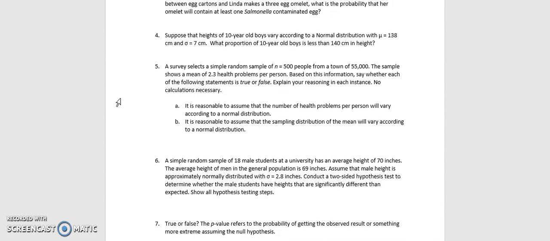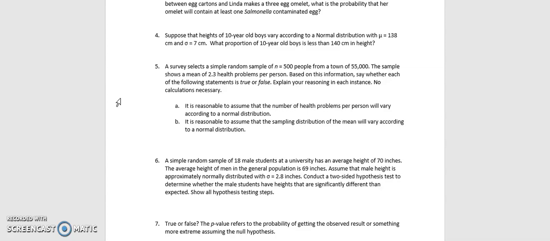The next question that tends to trip people up is number 5. A survey selects a simple random sample of n equals 500 people from a town of 55,000. The sample shows a mean of 2.3 health problems per person. Based on this information, say whether each of the following statements are true or false. Explain your reasoning in each instance. No calculations are necessary. So really number 5 is 4 questions. A, true or false, and then your reasoning. B, true or false, and your reasoning.